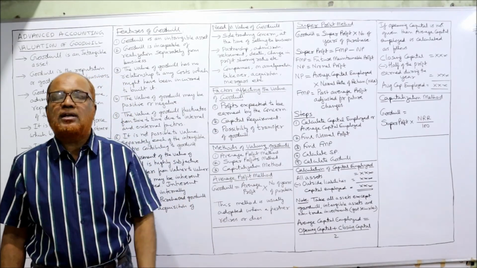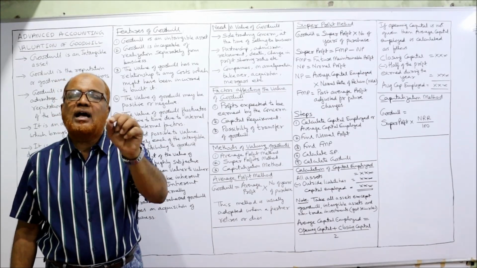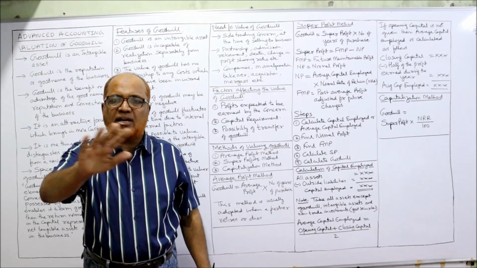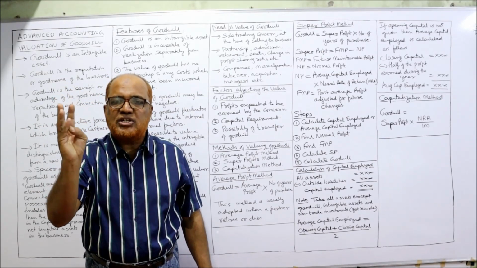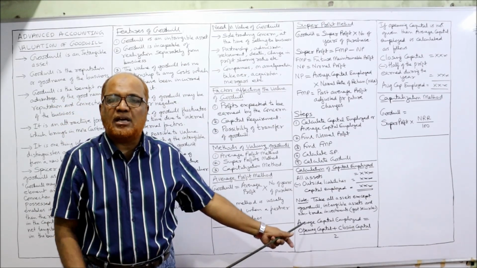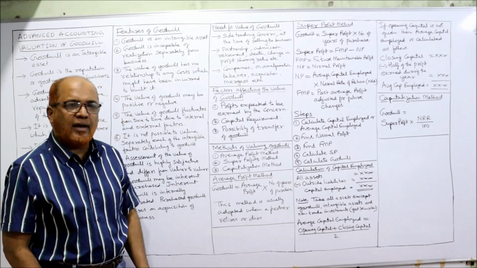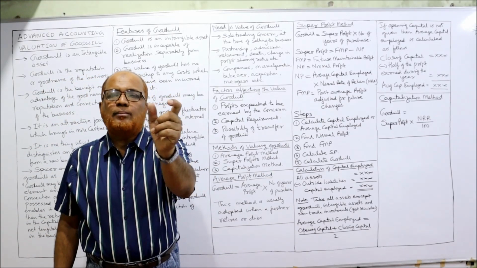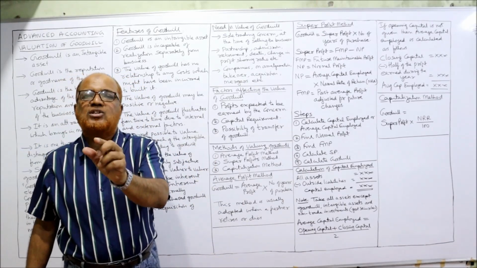And lastly, don't take non-trade investments. The non-trade investments like government securities. So in the balance sheet, except 3 assets, take all assets. The 3 assets, don't take goodwill, don't take any fictitious assets, and don't take non-trade investment like government securities. Take all other assets and deduct outside liability. We'll get capital employed. Now if we need average capital employed, take opening capital employed plus closing capital employed divided by 2. This formula will give you average capital employed.